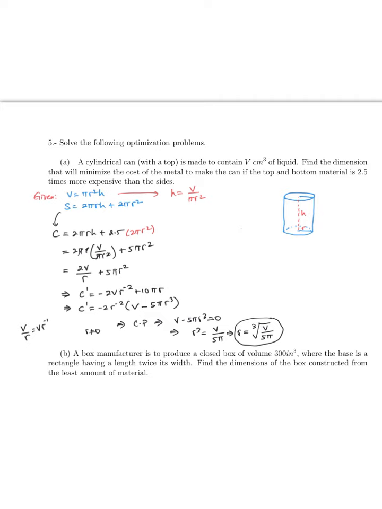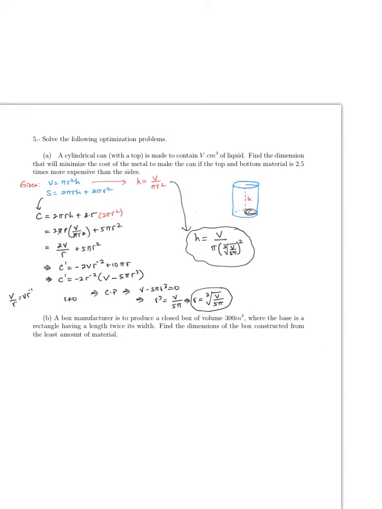The question is asking you to find the dimensions. So therefore this is the first dimension. You just need to figure out now the height, but the height is equal to the volume divided by pi r squared, but r is this, and I know this looks a bit messy, you can simplify this more, but this will be enough.